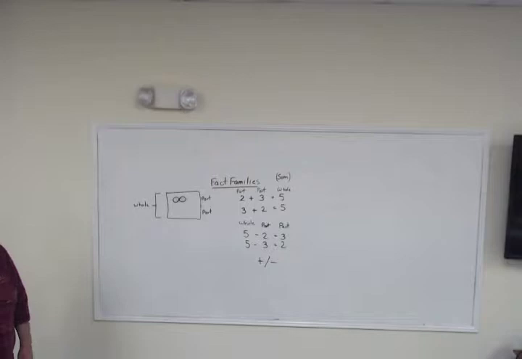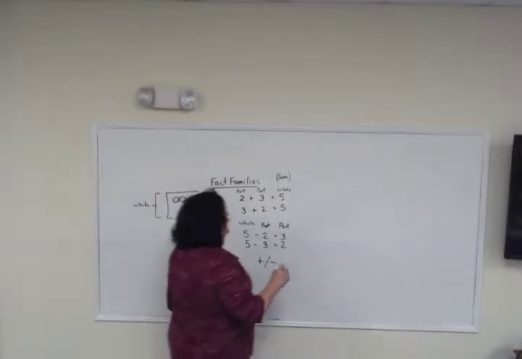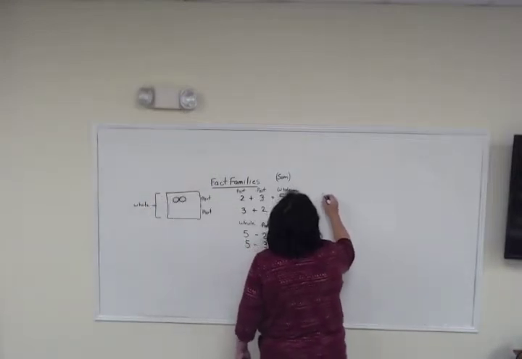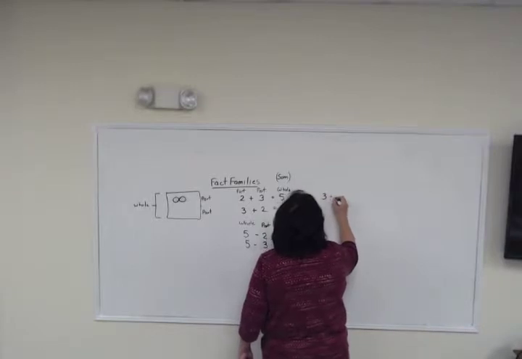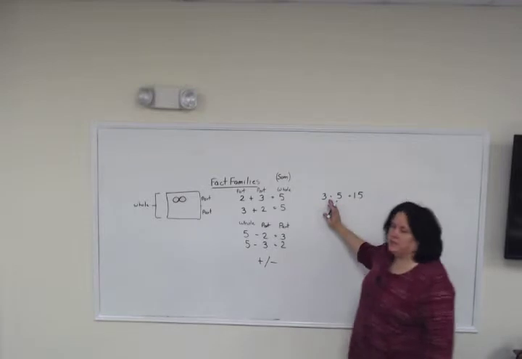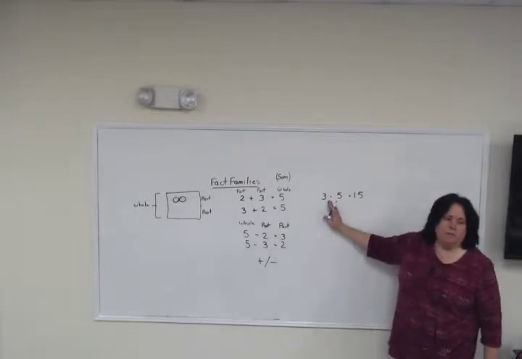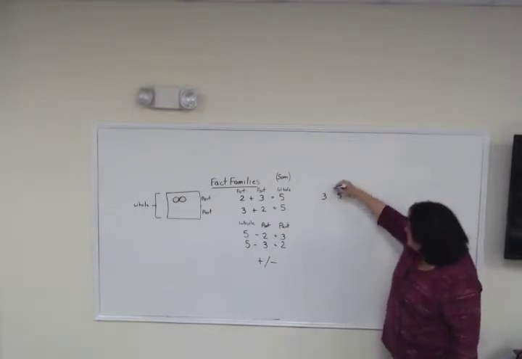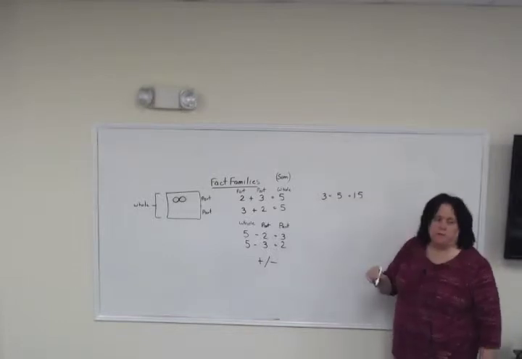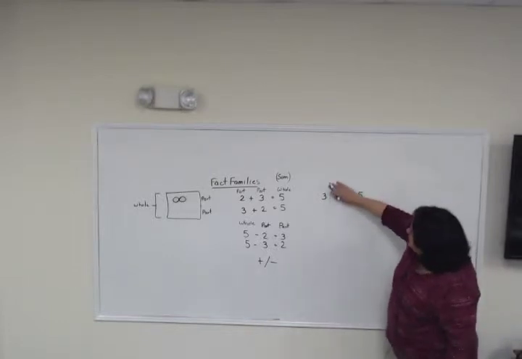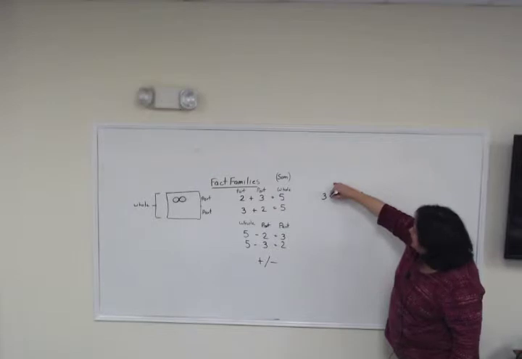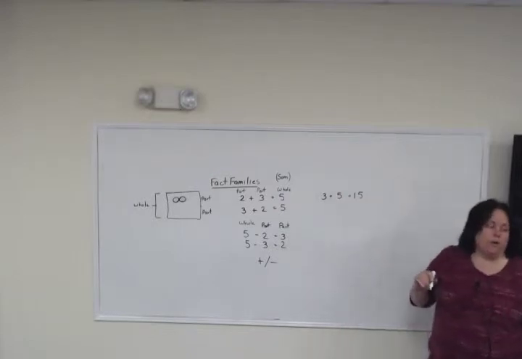Multiplication and division are partners. So now, let's do 3 times 5 equals 15. Now remember, this is a multiplication sign. We don't use the little x anymore because it won't be long before we're using variables. So we don't use the x anymore. We just use a little dot to stand for multiplication.